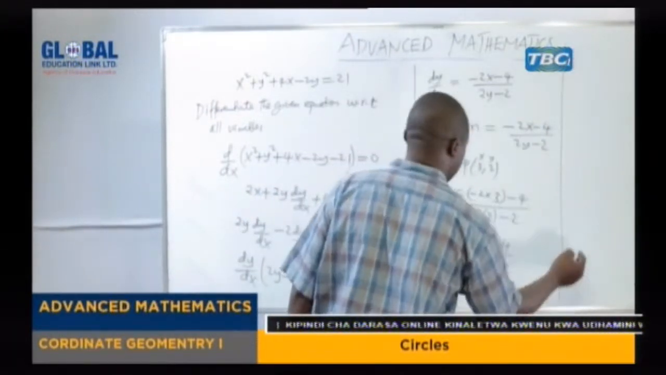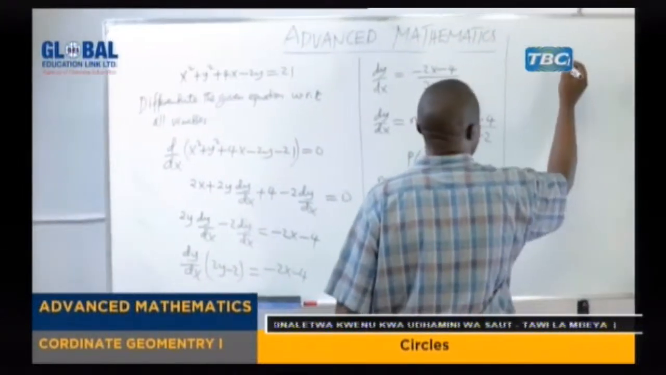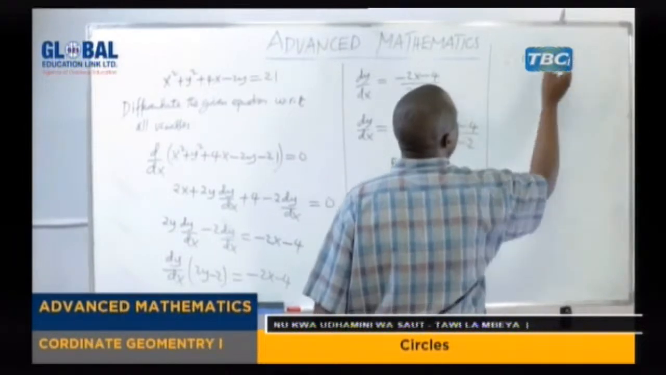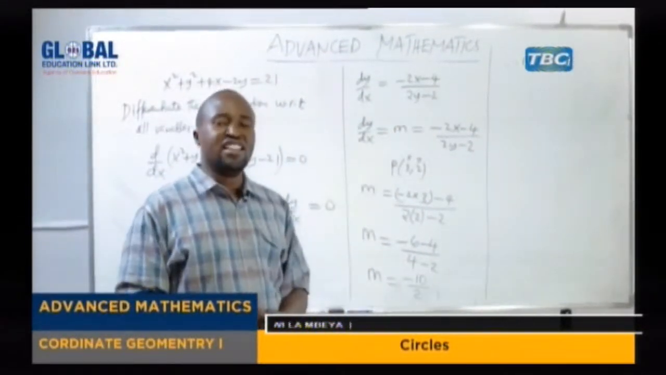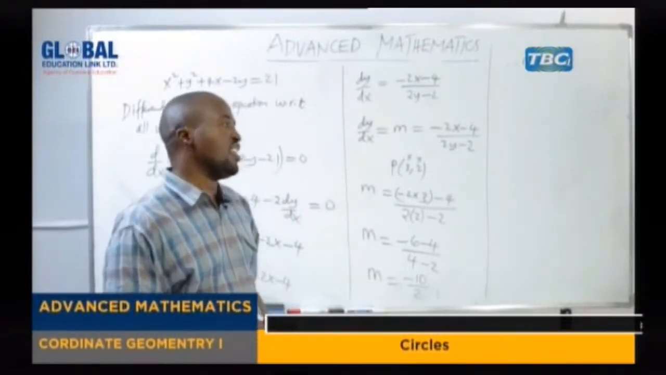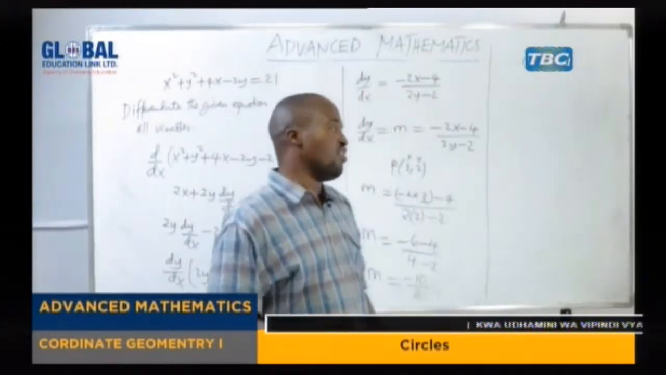That is, the slope of the line is equal to negative 5. So, my dear student, now we have the slope. It is time to find the equation of the tangent. So we are going to start with the equation of the tangent.